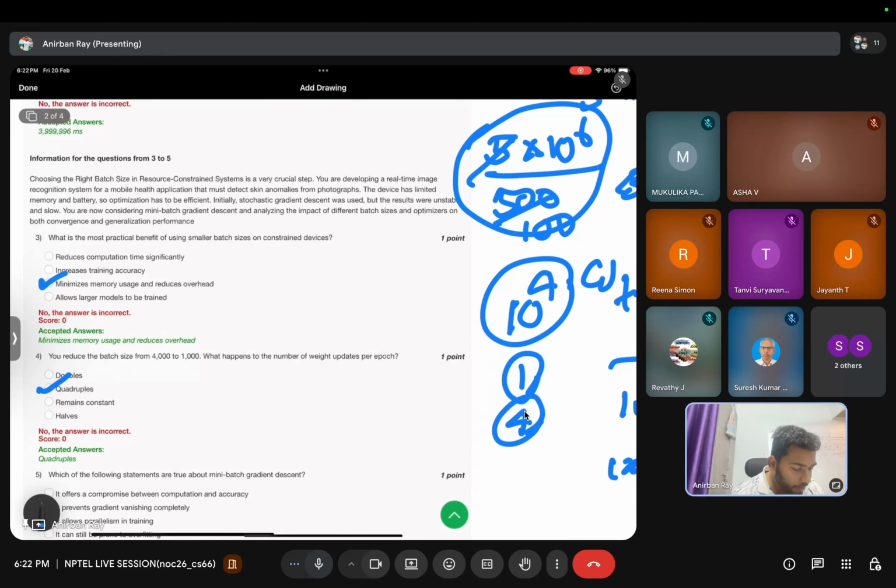It can still be prone to overfitting. So batch gradient descent is the most accurate one, but mini batch is the more computationally efficient one. Okay, because accumulating the batches and then making one update is not feasible in most situations. Okay, so the answer will be 5-1.